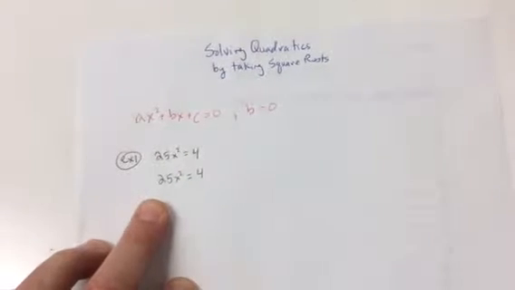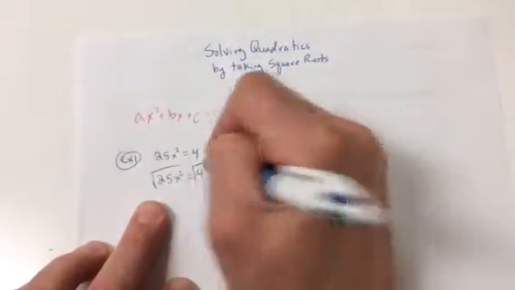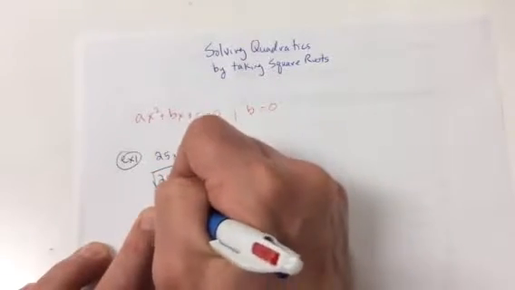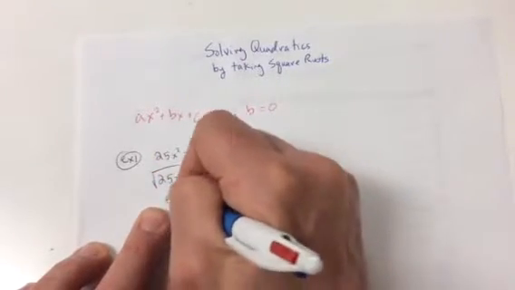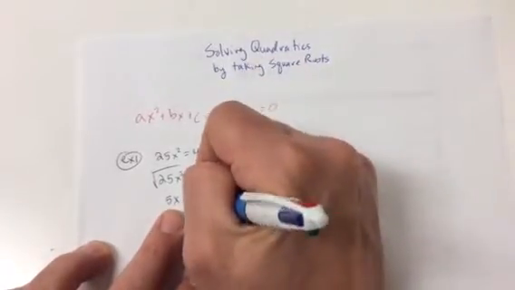There's a couple of ways to think about it. In fact, let's do it both ways. So the first way is, let's take the square root of both sides. When we do this, the square root of 25 is 5. The square root of x squared is x. And then the square root of 4 is 2.